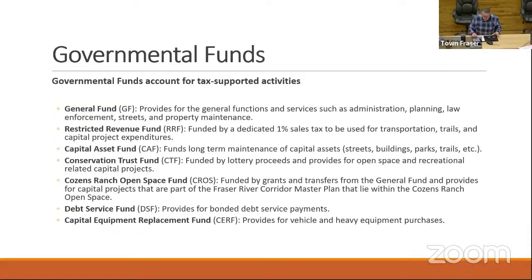And the last one is the Capital Equipment Replacement Fund. This takes transfers from other funds, and it's used to provide for those vehicle and heavy equipment purchases that we need so that we can keep the roads clear and keep the traffic moving.